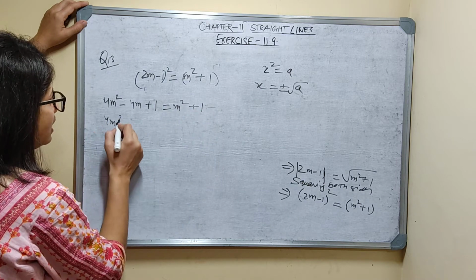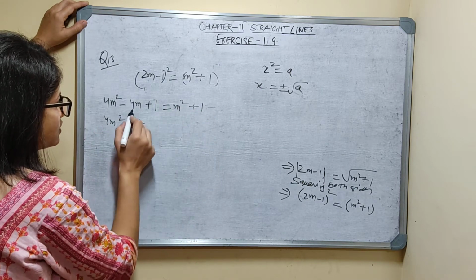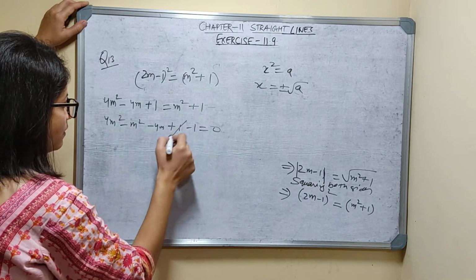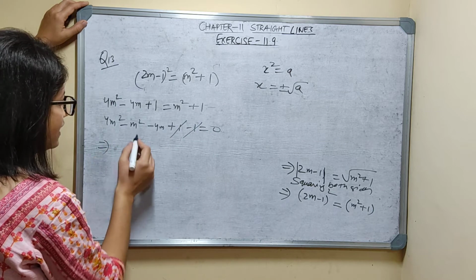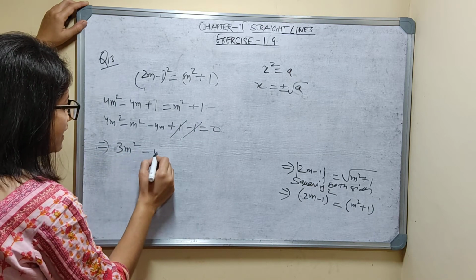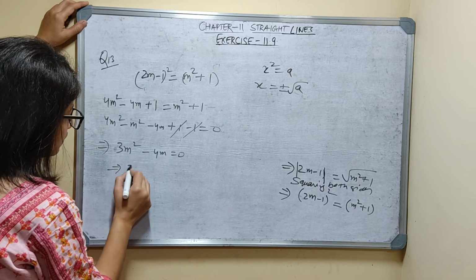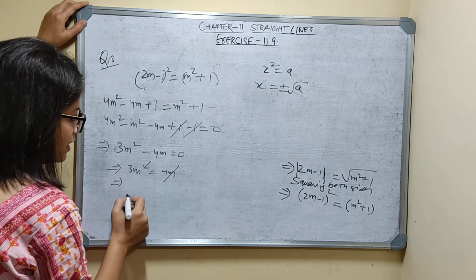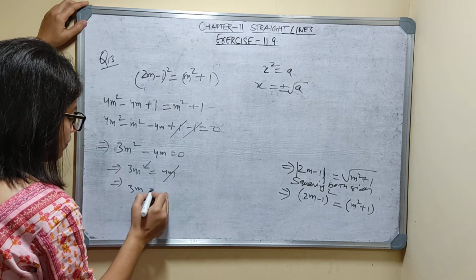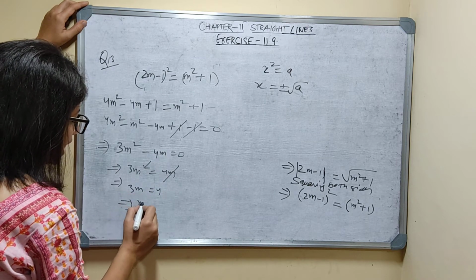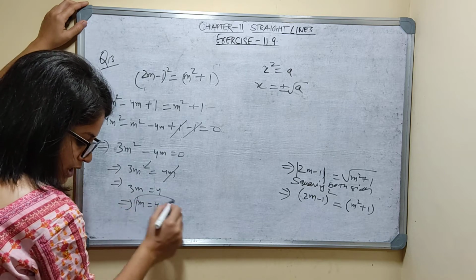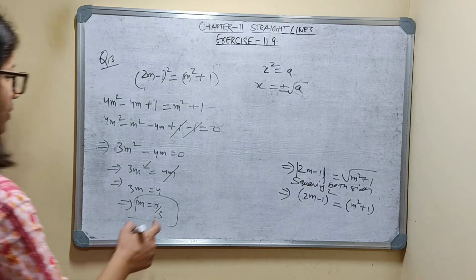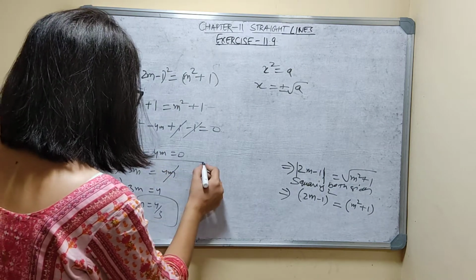So 4m square; this m square will come to this side, minus m square minus 4m plus 1, and this plus 1 will come to this side, so minus 1. Plus 1 minus 1 cancel. 4m square minus m square is 3m square minus 4m is 0. So 3m square is equal to 4m. This m and m cancel, so 3m is equal to 4, or m is equal to 4 by 3.